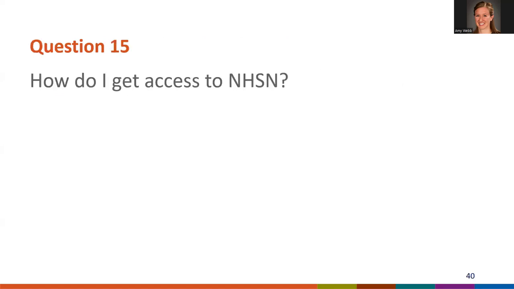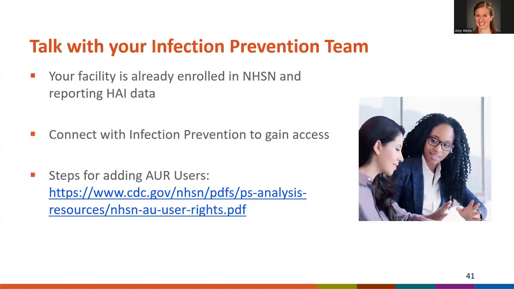So how do I get access to NHSN if I'm, for example, the pharmacist that will be in charge of this reporting? First, talk with your infection prevention team. Your facility is already enrolled in NHSN and reporting your HAI data. The infection preventionists are kind of the keepers of NHSN in the vast majority of facilities. So you'll want to reach out to them to gain access to your NHSN facility.